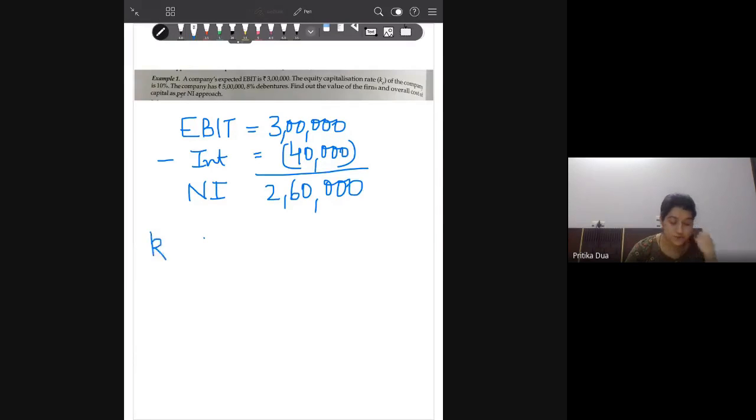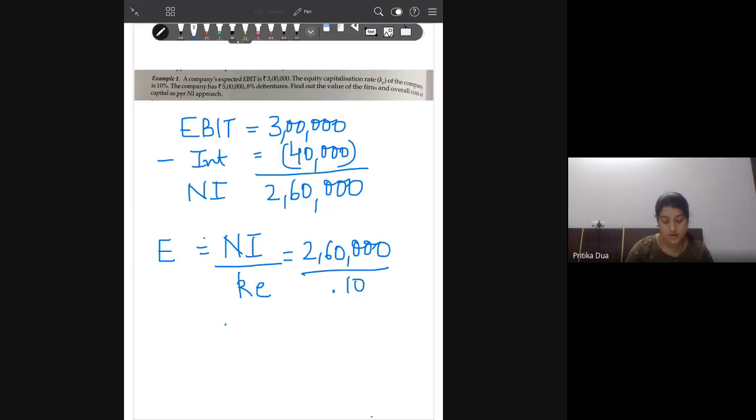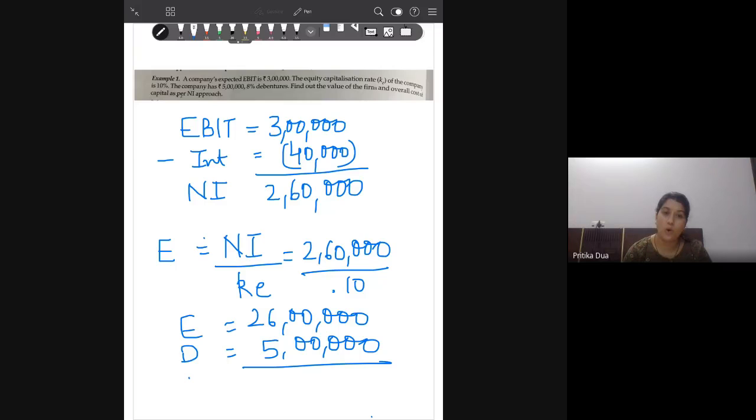To calculate the value of equity, because you are given the cost of equity, we take NI by KE, which is 2,60,000 divided by 0.10, which gives you 26 lakh, and the value of debt is already given to you as 5 lakh. So the overall value of the firm is the sum total of debt and equity, which comes to 31 lakh. Okay, so first part, find out the value of firm.